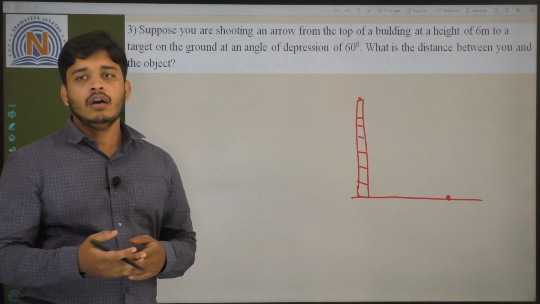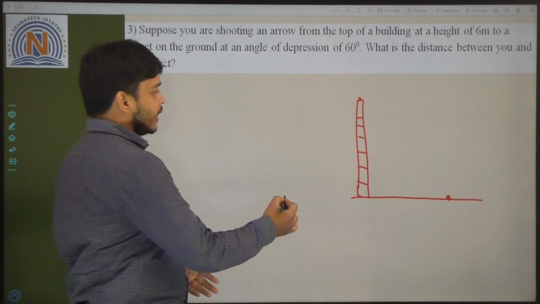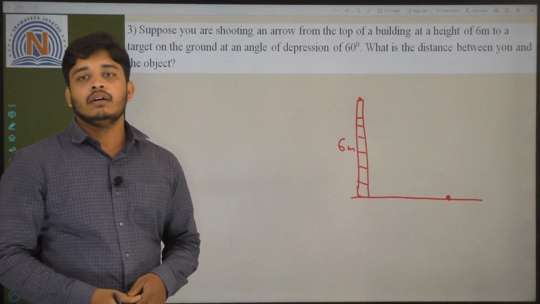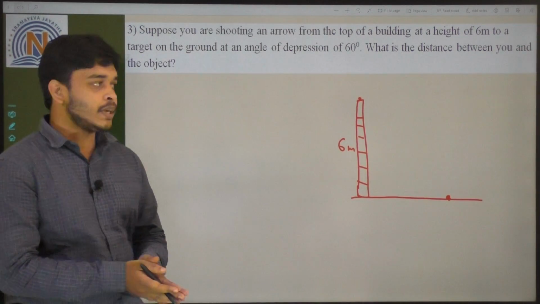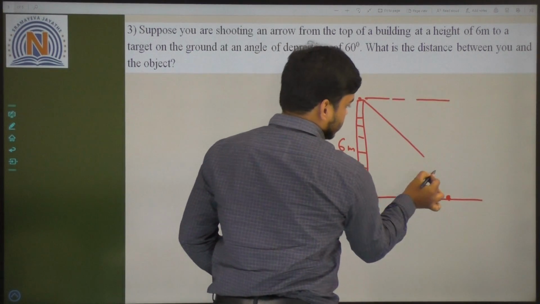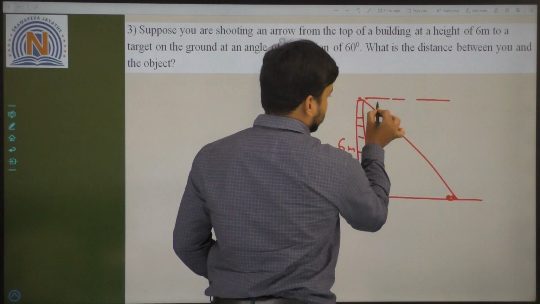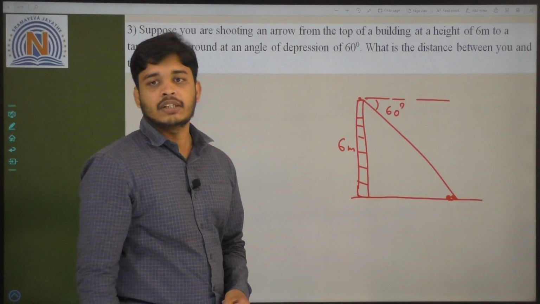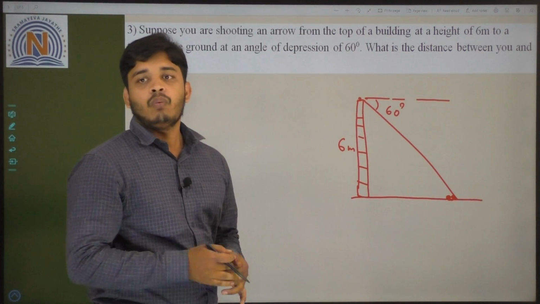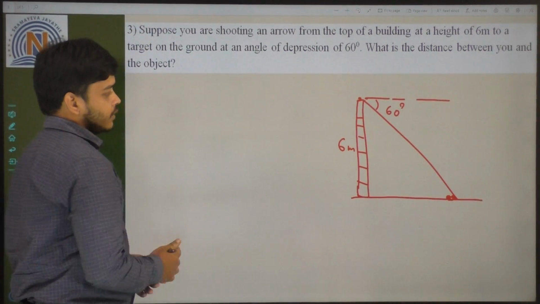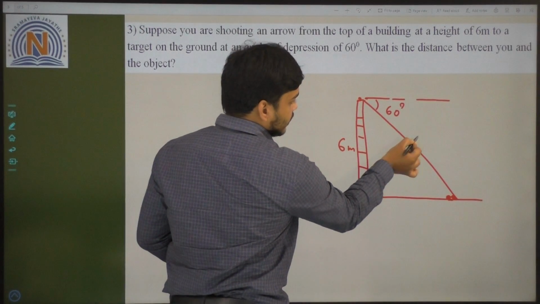Then what he is saying: the building height is 6 meters, and it makes an angle of depression of 60 degrees. The angle of depression is 60 degrees. What is the distance between you and that object? So we need to calculate a distance.